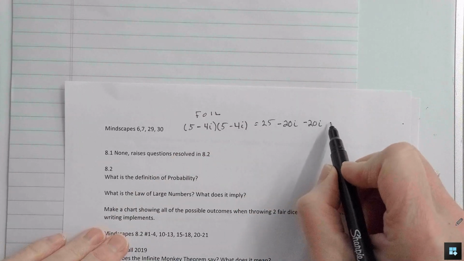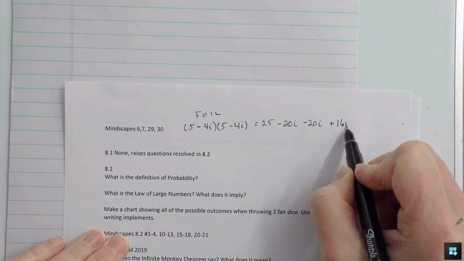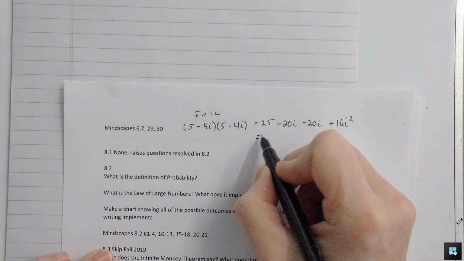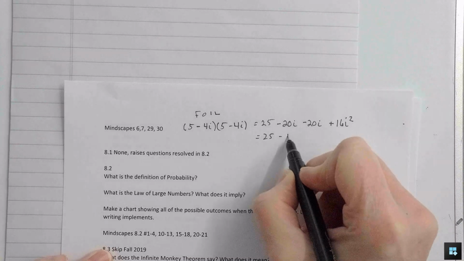If you're not sure, use your calculator, right? Negative 4 times negative 4. And then you have i times i, so 16i squared. Who remembers what is i squared? Who had this section, 7.4 section? What is i squared? Good, negative 1. So I have a negative 20i, so that's minus 40i.